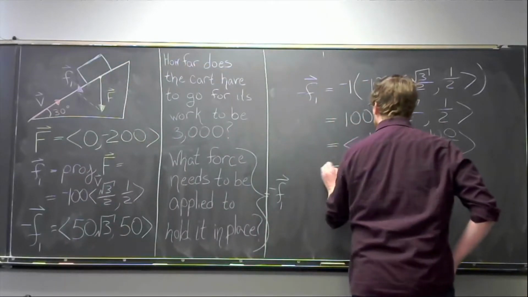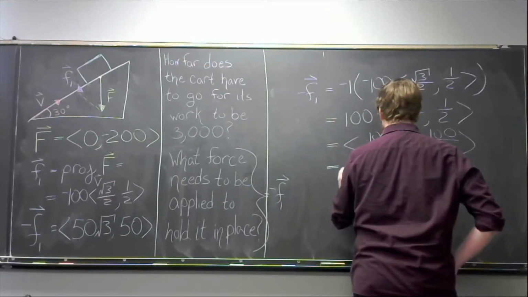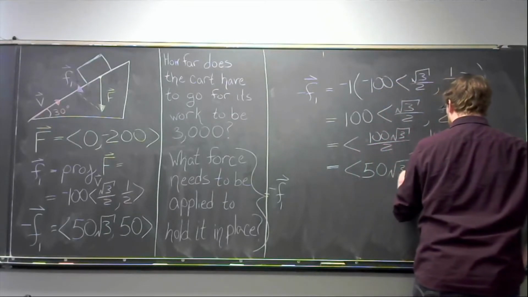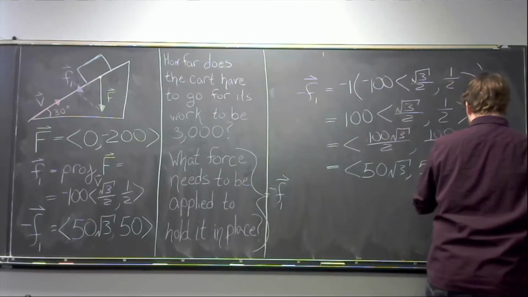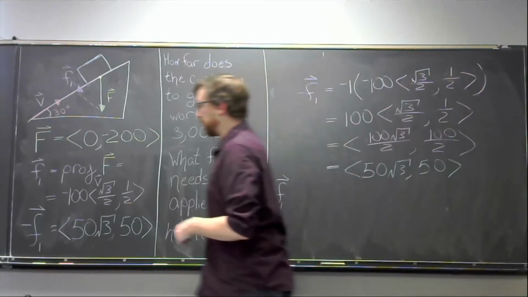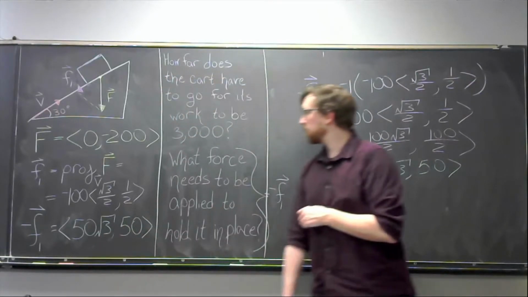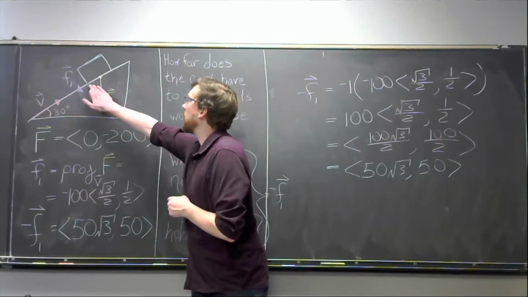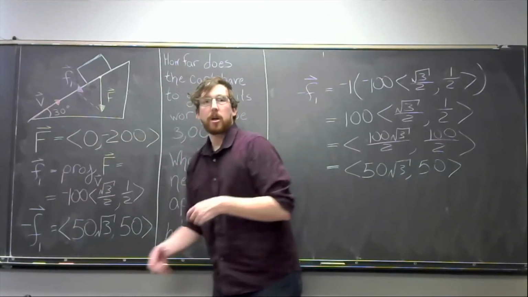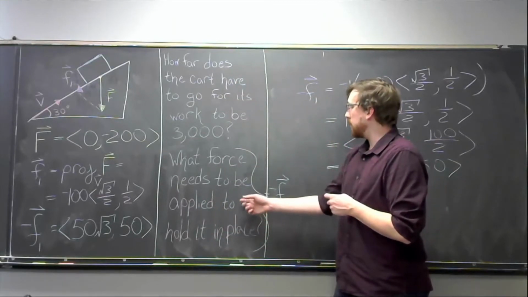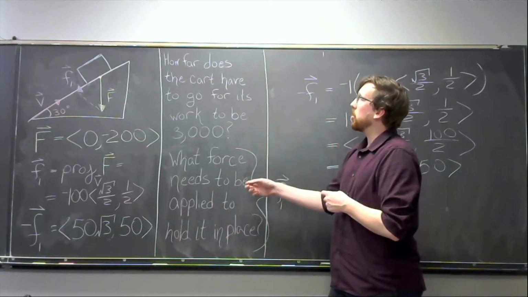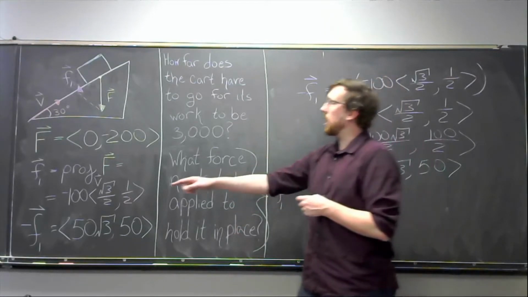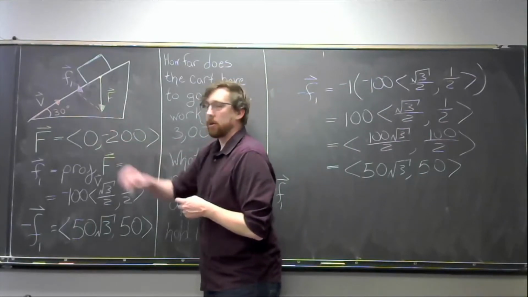Which is equal to 50 times the square root of 3, comma 50. That's where this comes from. Again, it is in the opposite direction of the projection of our force. And the reason is that it has to be the force equal to and opposite of whatever force is pushing it down, right? And that force happens to be the projection of F onto our vector V.